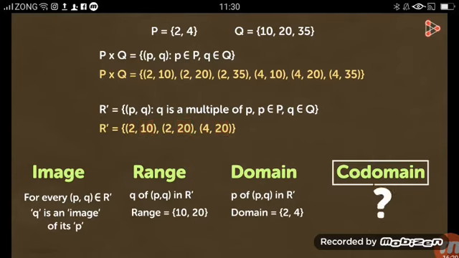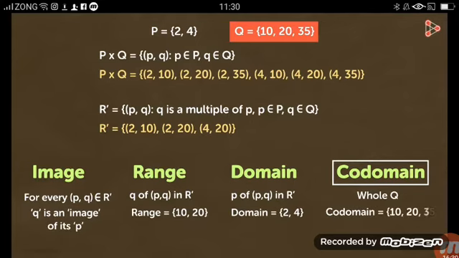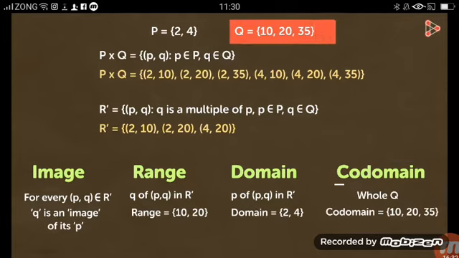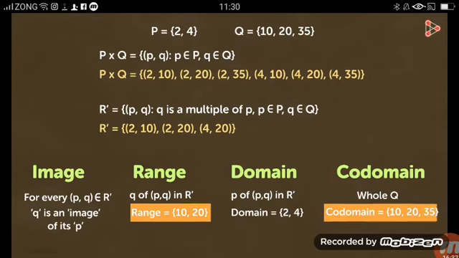What is the codomain here? The whole set Q is called the codomain of relation R. So the codomain here will contain the elements 10, 20 and 35. Easy, wasn't it? Now I want you to look at the range and the codomain and find a relation between them. What can we say? We could say that the range is a subset of the codomain.